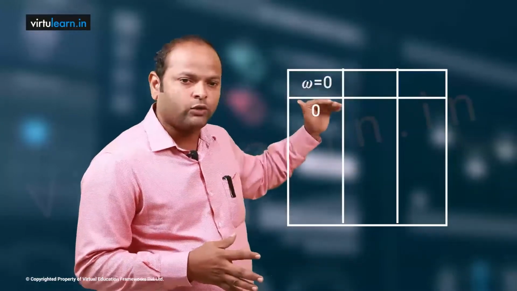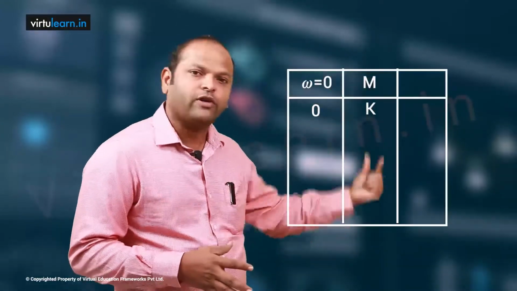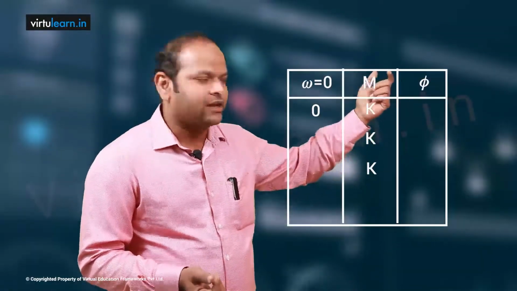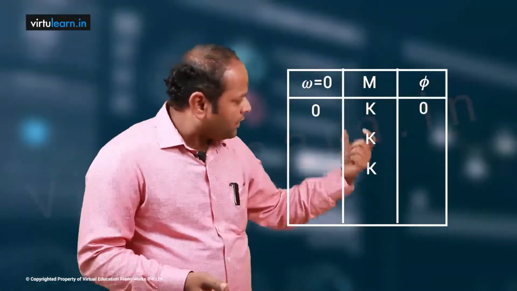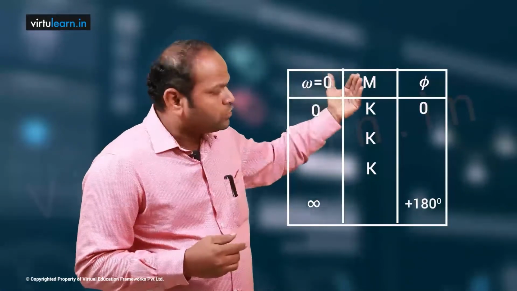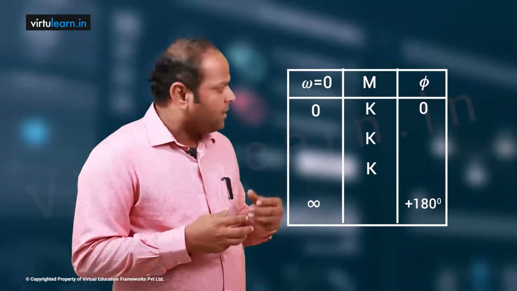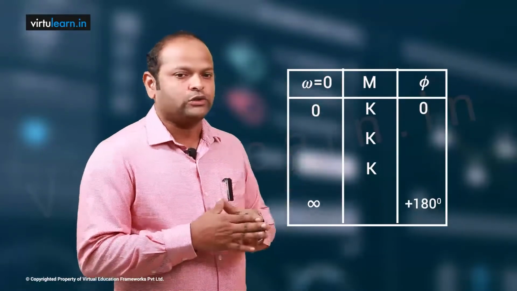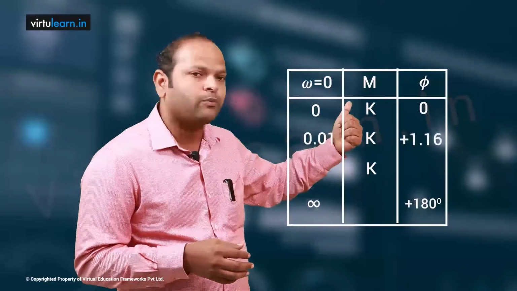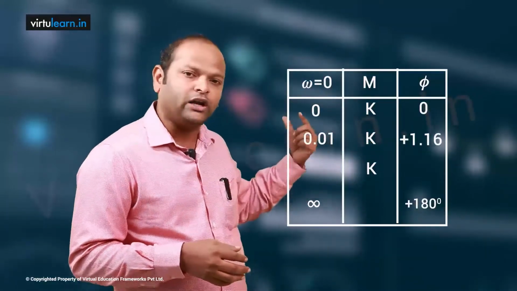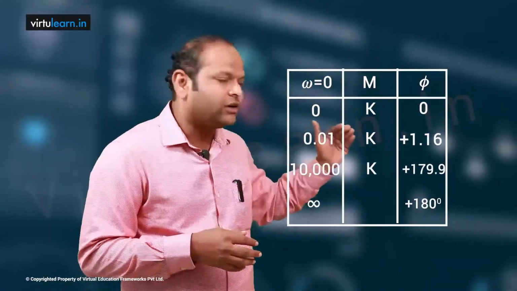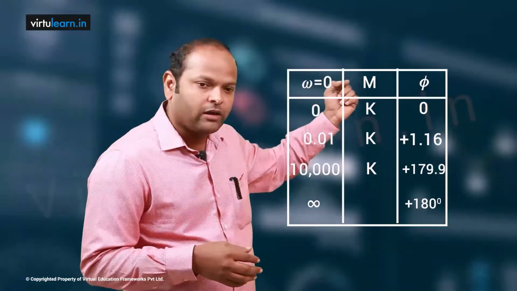When omega is 0, the magnitude is K, because all the values are K only, since the magnitude is independent of frequency in this case. What is the phase angle? The phase angle is going to be 0, and when omega is infinity, it is going to be 180 degrees. So from 0 to 180 degrees it is going to vary. But what are the in between values? We have all positive values. When omega is 0.01, it is going to be plus 1.16. When omega is nearer to infinity, let us say 10,000, it is going to be plus 179.9. So I have plus values here.